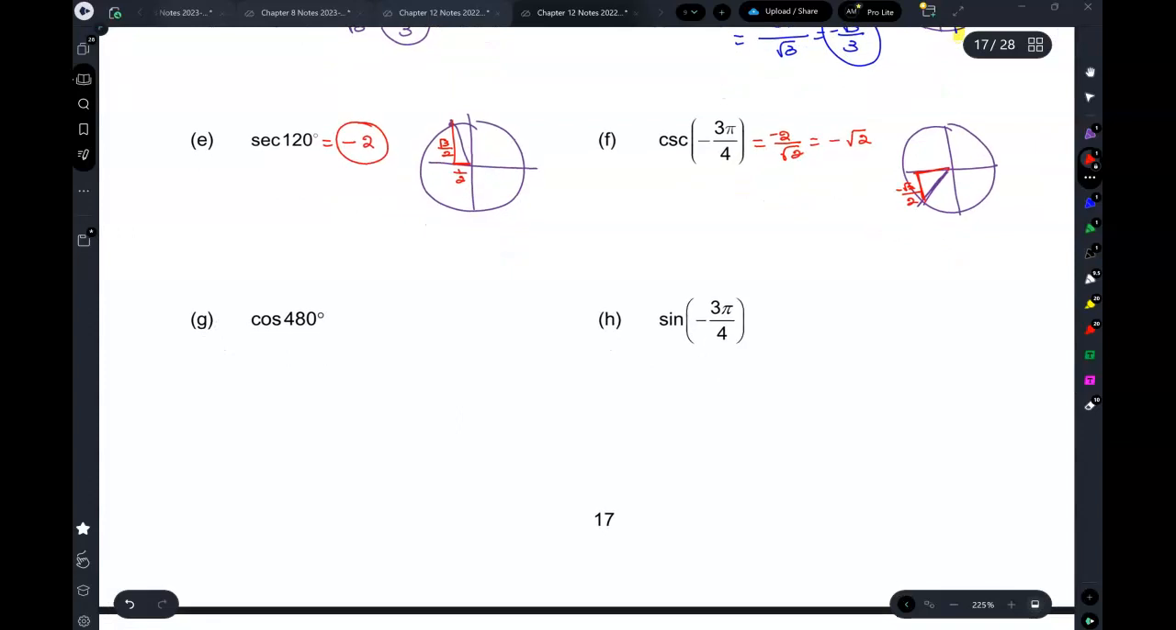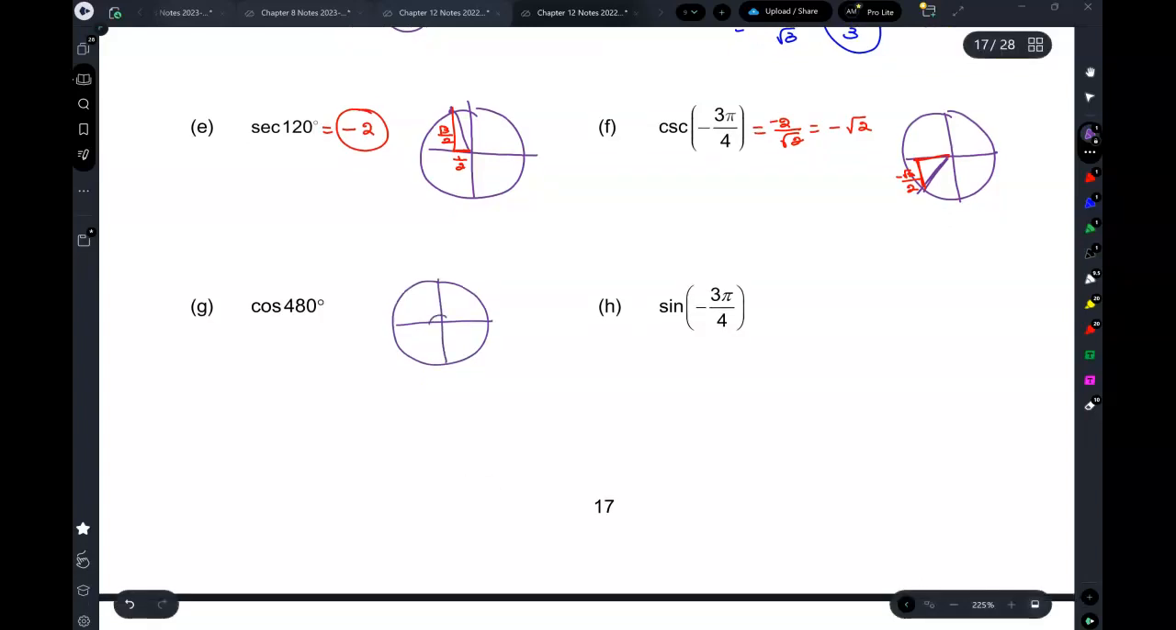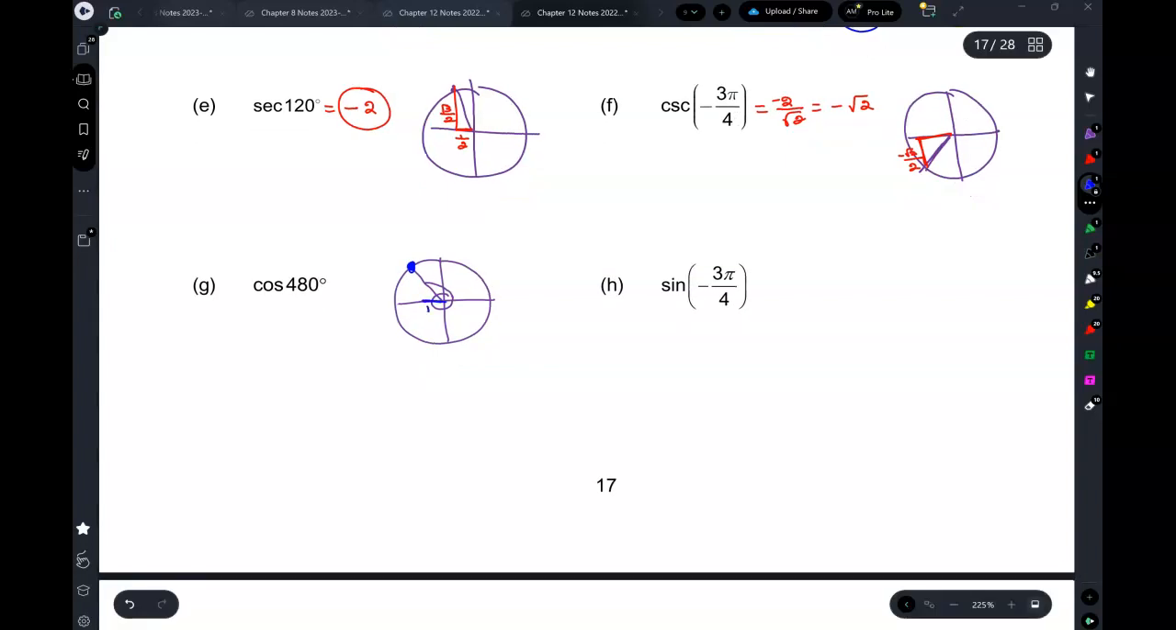All right, so let's do this next one. Cosine of 480. Okay, so 480, if you start here and I go 360, I have to go 120 more. Okay, so how do you get to this point? Is cosine the horizontal or the vertical? Horizontal. So to get to that point, I have to go over by 1/2 and up root 3 over 2. But I go over negative 1/2, right? So this is going to be negative 1/2.